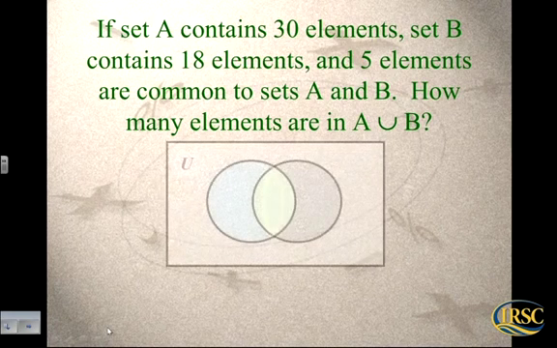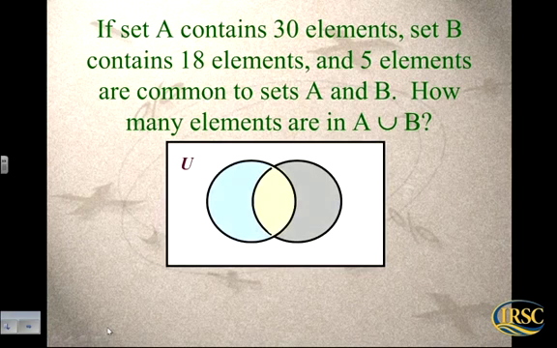If I create a Venn diagram, I have set A and B, so I need 2 circles, and I know that they have elements in common, so I'm going to draw it so that they have a section in common there. This time when we draw this Venn diagram, instead of the actual elements, we're going to write how many elements are in each region. So we still have to start with the innermost portion and work our way out.